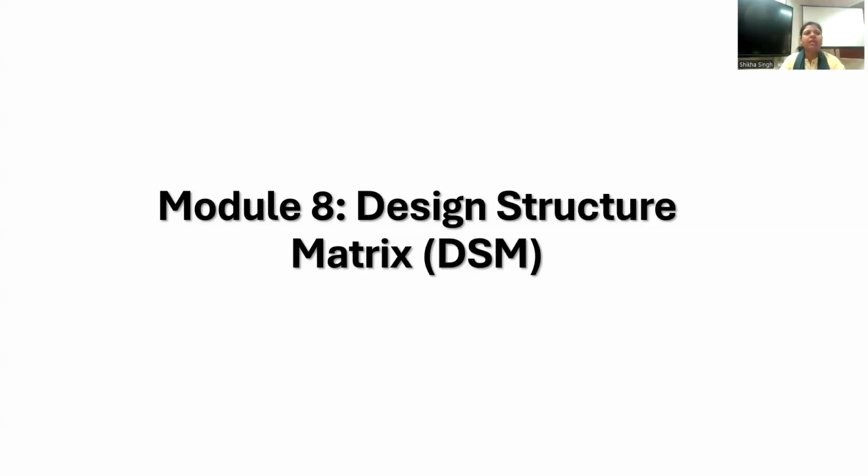Now I'll be taking module 8 of this program, Systems Engineering and Application, right? And in this module 8, I'll be talking about design structure metrics, basically the task dependencies, right? How the tasks are dependent or which kind of dependencies exist, and how do we address this in the systems engineering domain. So the topic is design structure metrics.